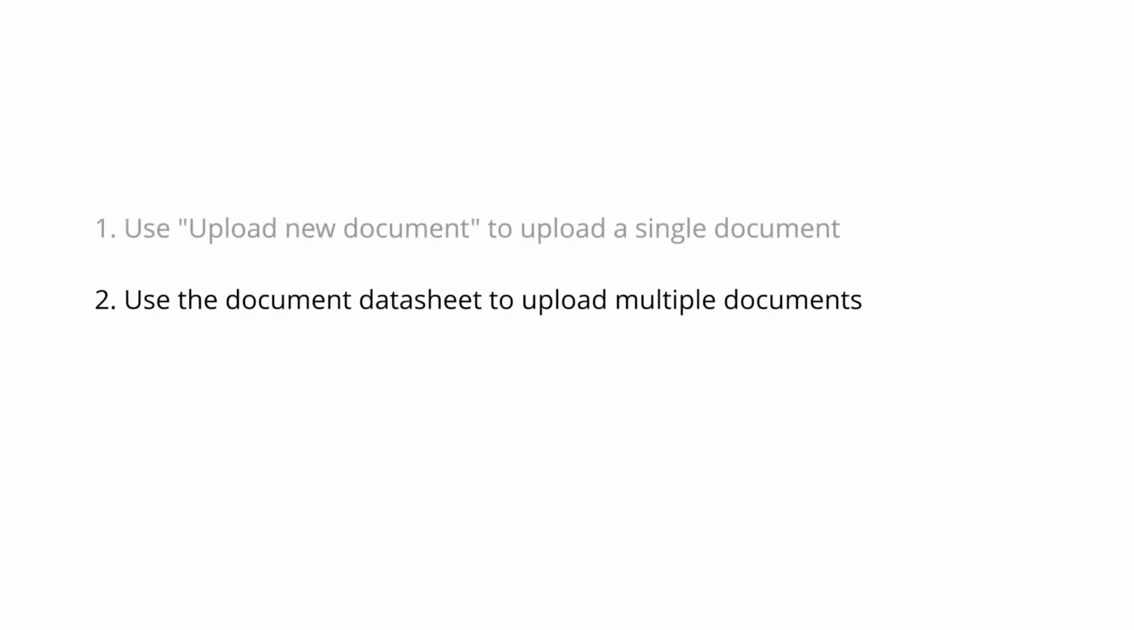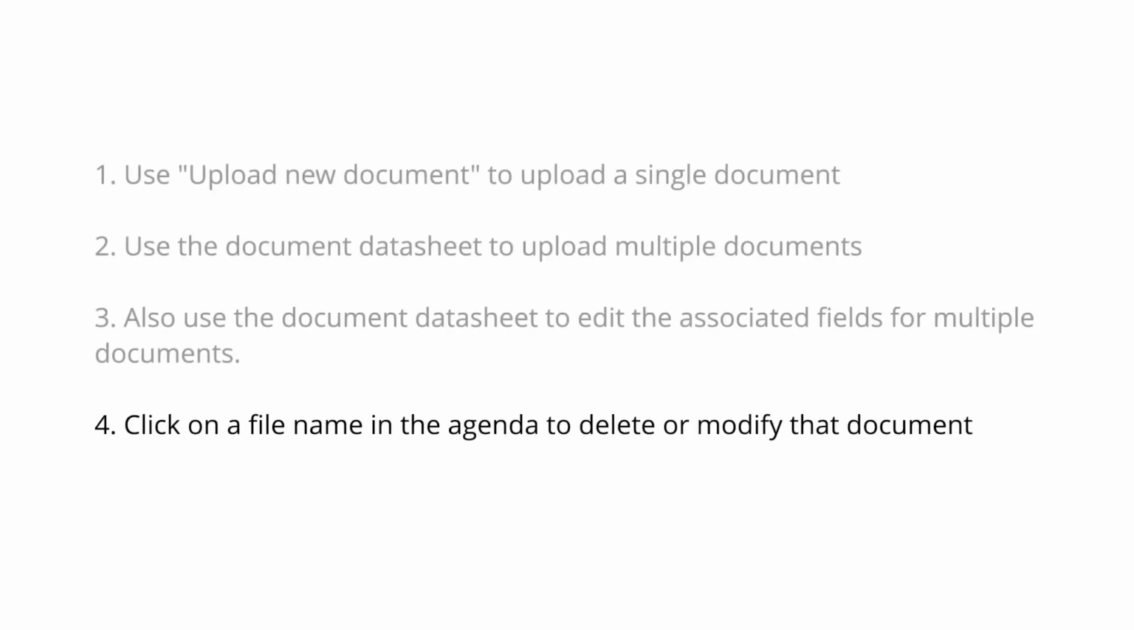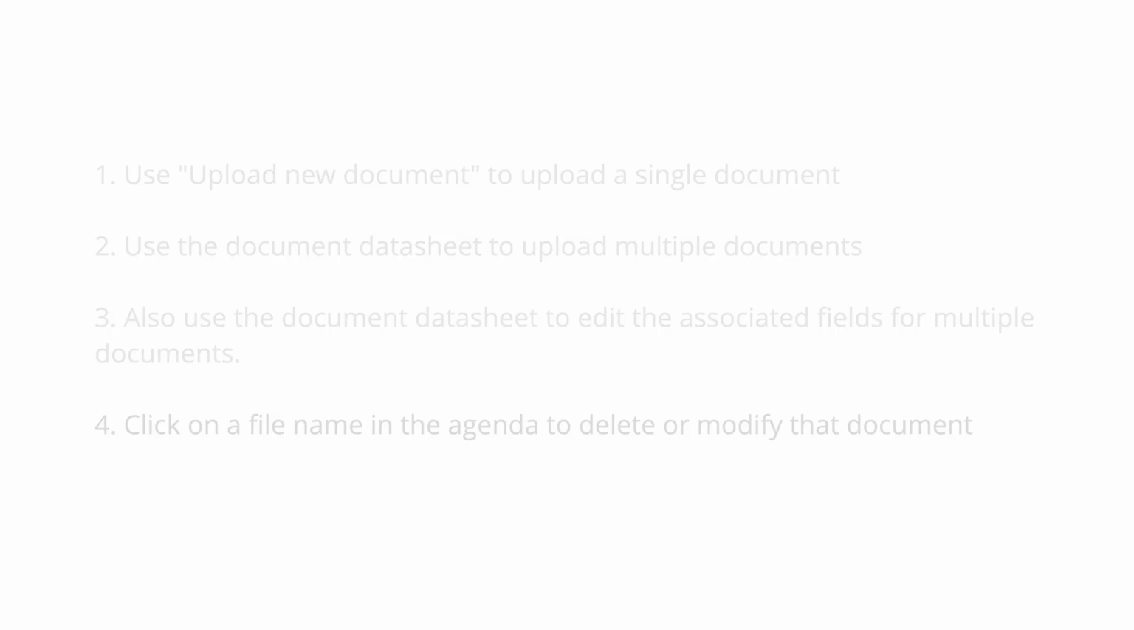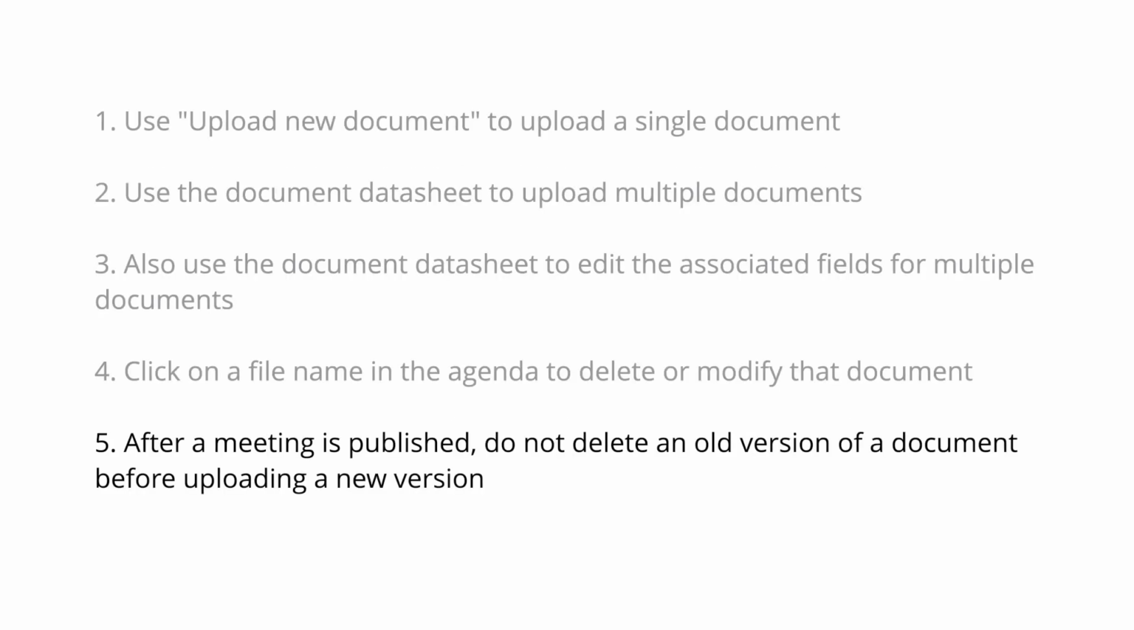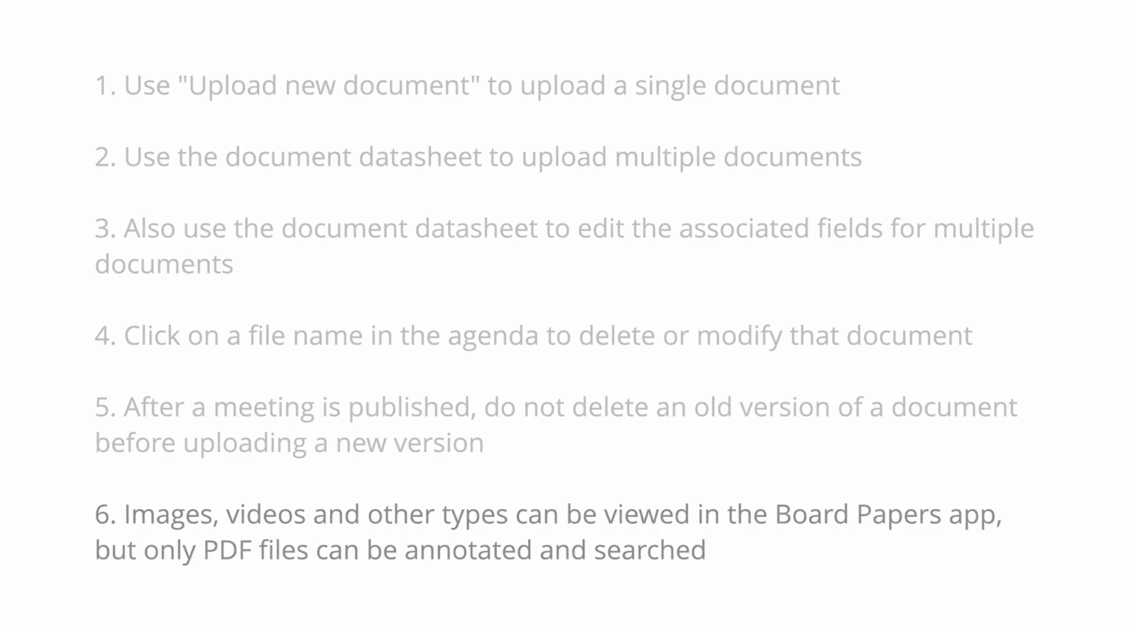To recap, use Upload New Document to upload a single document. Use the Document Datasheet to upload multiple documents. Also use the Document Datasheet to edit the associated fields for multiple documents. Click on a file name in the agenda to delete or modify that document. After a meeting is published, do not delete an old version of the document before uploading a new version. And finally, images, videos, and other file types can be viewed in the Board Papers app, but only PDF files can be annotated and searched.